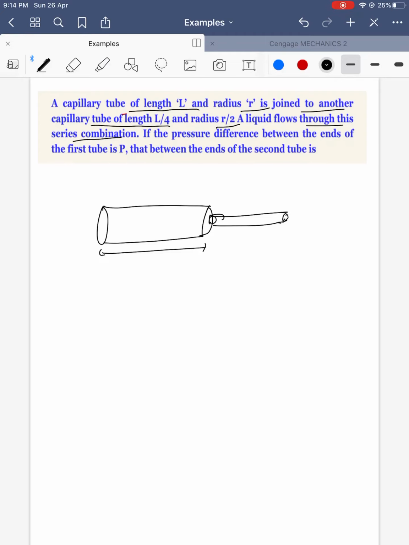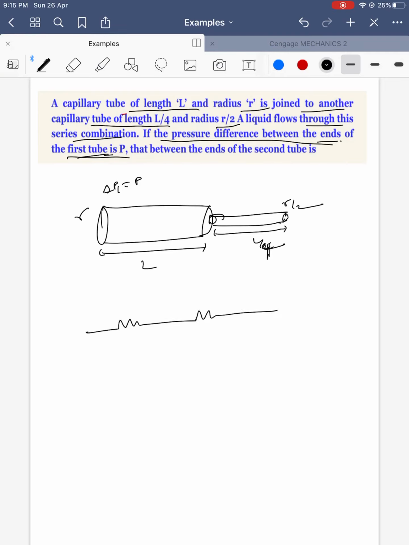Here is a length L and radius R. Here is length L by 4 and radius R by 2. This is a series connection. If the pressure difference at the end of the first tube is P, the question is to find the pressure drop across the two tubes. Delta P1 is nothing but P. So let's draw the diagram as per the circuit.